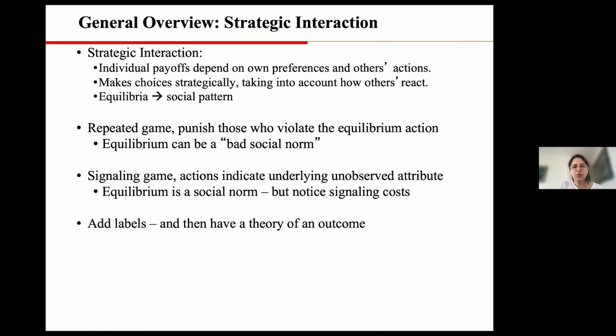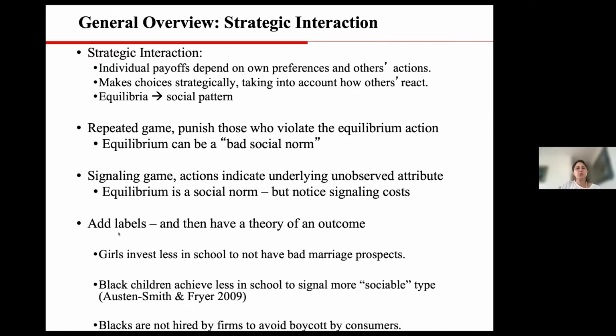So if you add labels to the equilibria, then you have a theory about a social outcome. Let me give you some examples. Of the repeated game kind of example, you could easily, as we all know, build a repeated game model where girls will invest less in school because they do not want to have bad marriage prospects. The idea here is that girls who get too much schooling will not be able to find a husband.